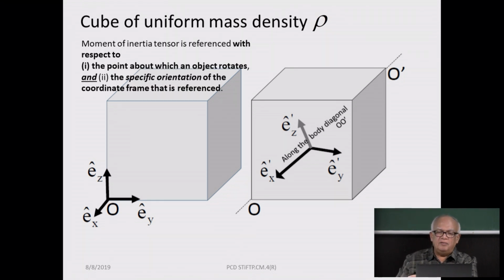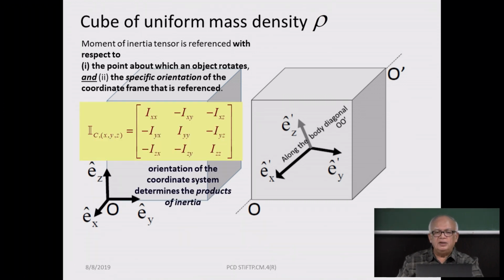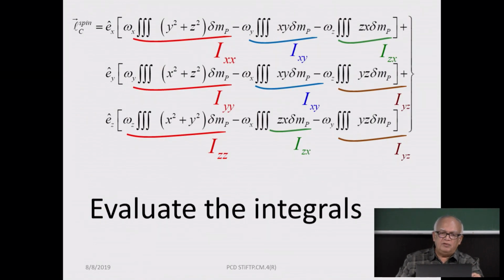And you can evaluate what the moment of inertia of this cube will be about this origin when you choose this coordinate frame of reference. So how will you get it? This is the matrix that you have to determine. And when you determine all the matrix elements, you will get the moment of inertia. So what we have to do is to evaluate these integrals, right? And we can evaluate these integrals for the cube.